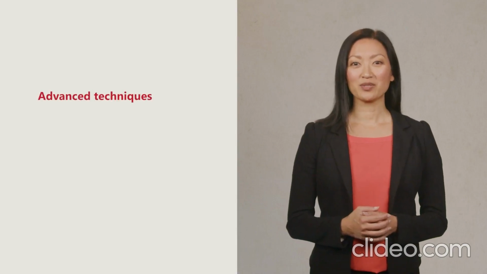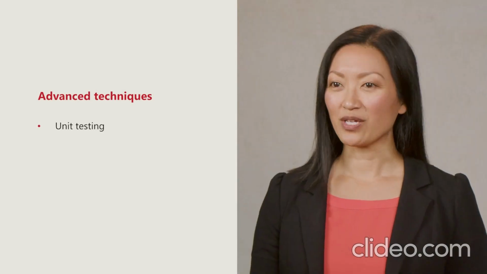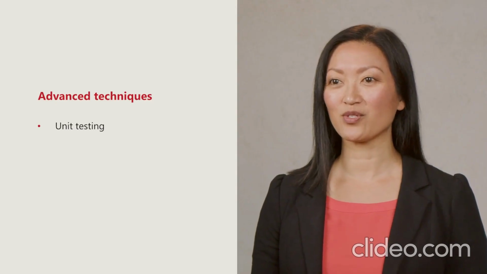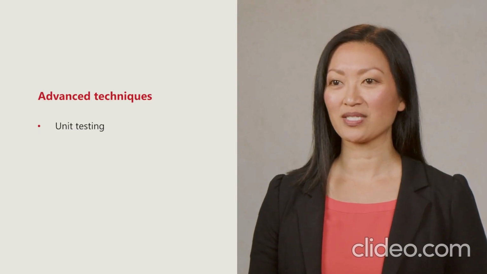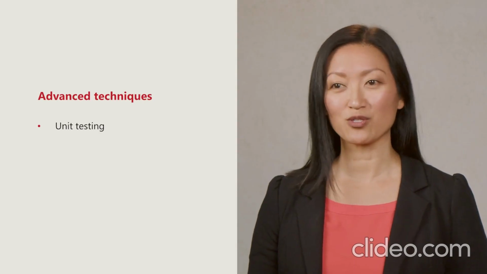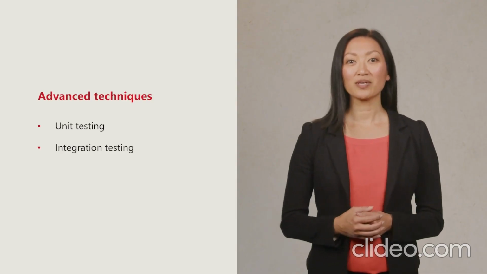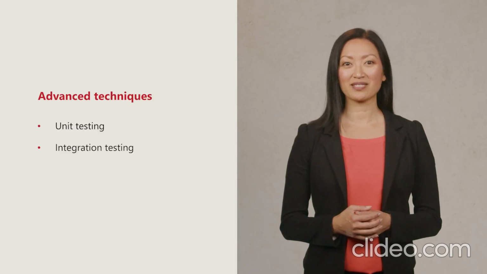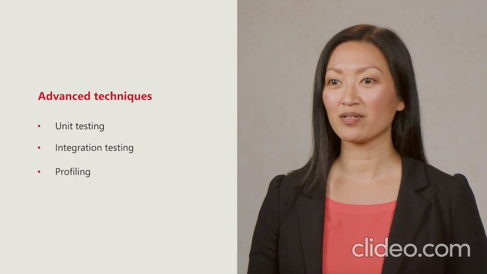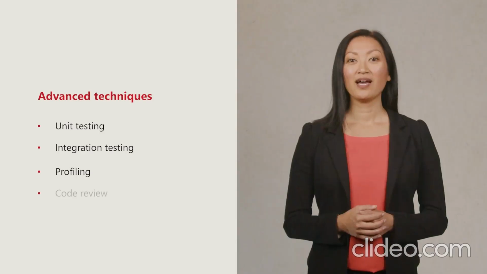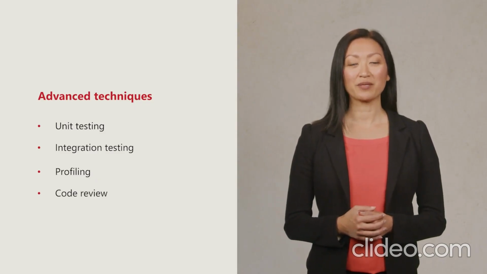As you gain more experience with debugging AI-generated code, you may want to explore some more advanced techniques. Write unit tests to verify the correctness of individual functions or modules in your code. This can help you catch errors early in the development process and prevent them from cascading into larger problems. Test how different parts of your code interact with each other. This can help you identify compatibility issues or unexpected side effects. Use profiling tools to measure the performance of your code and identify bottlenecks or areas for optimization. Have another developer review your code to identify potential errors or areas for improvement.